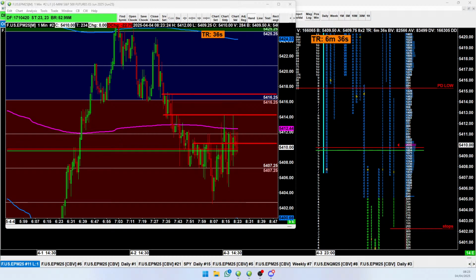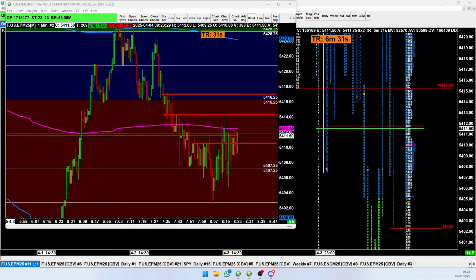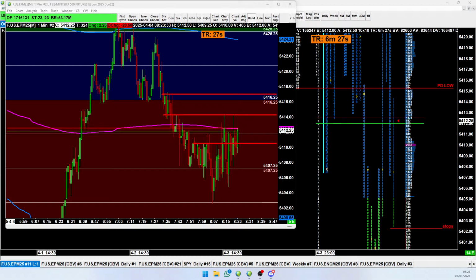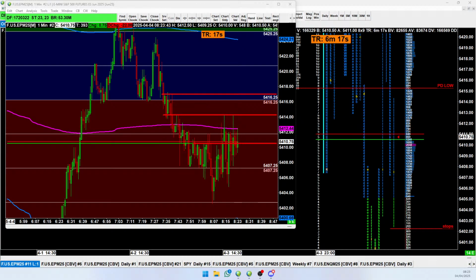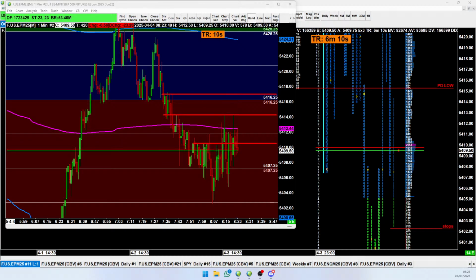Once you learn how to manage risk and it becomes ingrained in you, right? Then you can work on your setup and understanding the subtleties of different types of markets. Globex markets are different than RTH markets, you know?